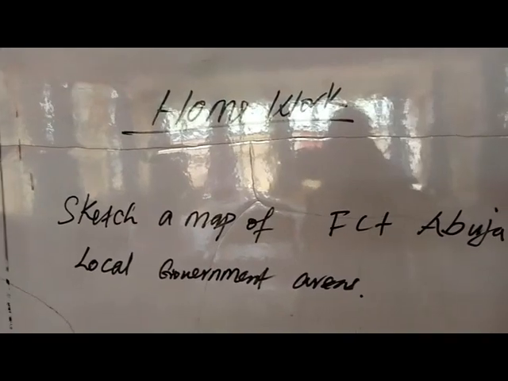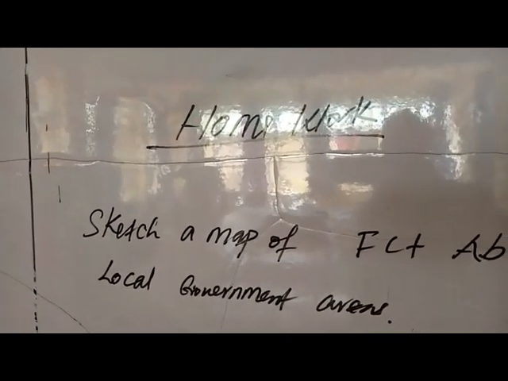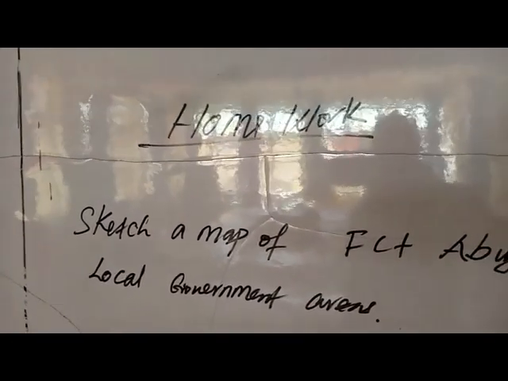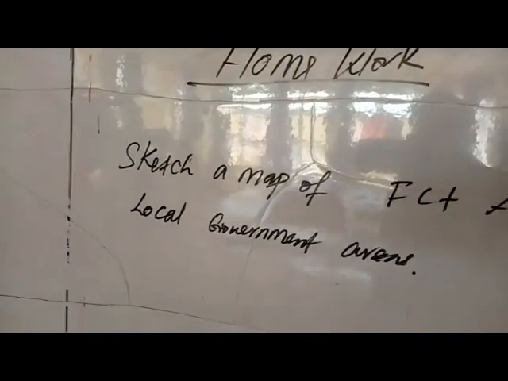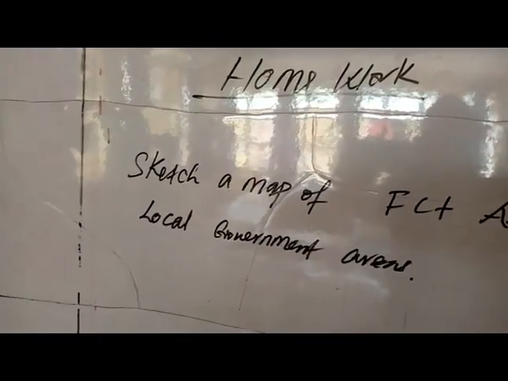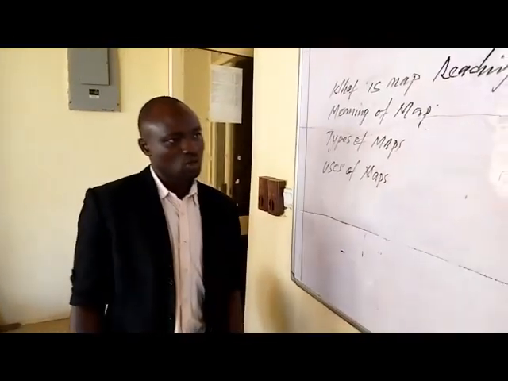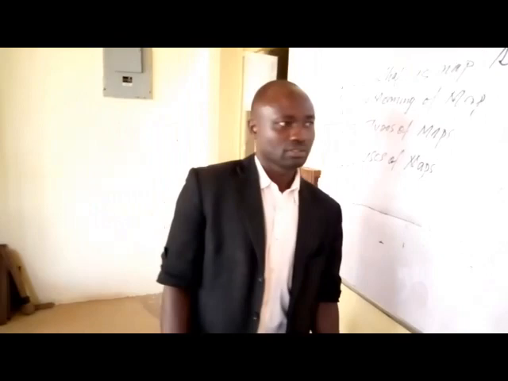Now I have a take-home for you. The question: sketch a map of FCT Abuja showing the 6 local government areas.